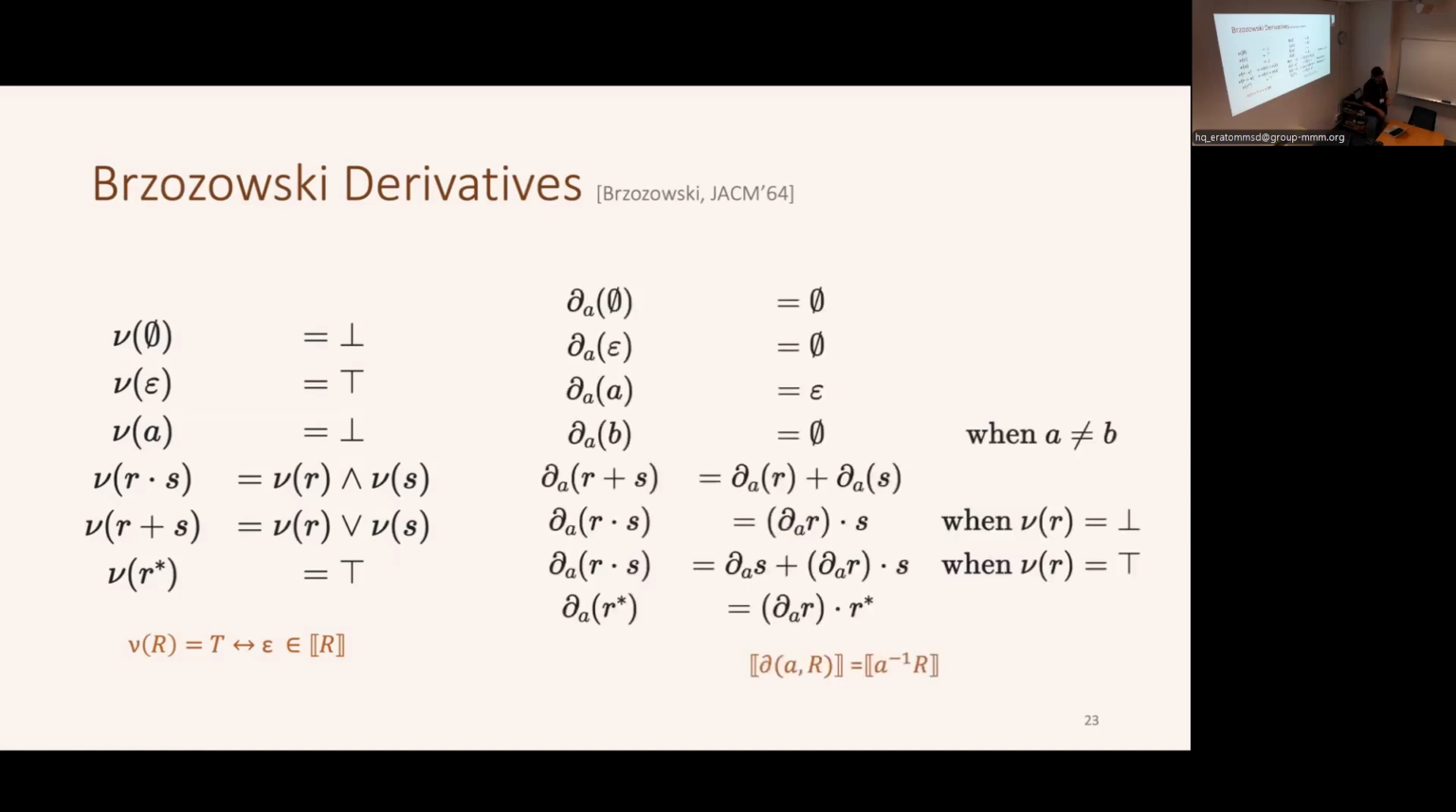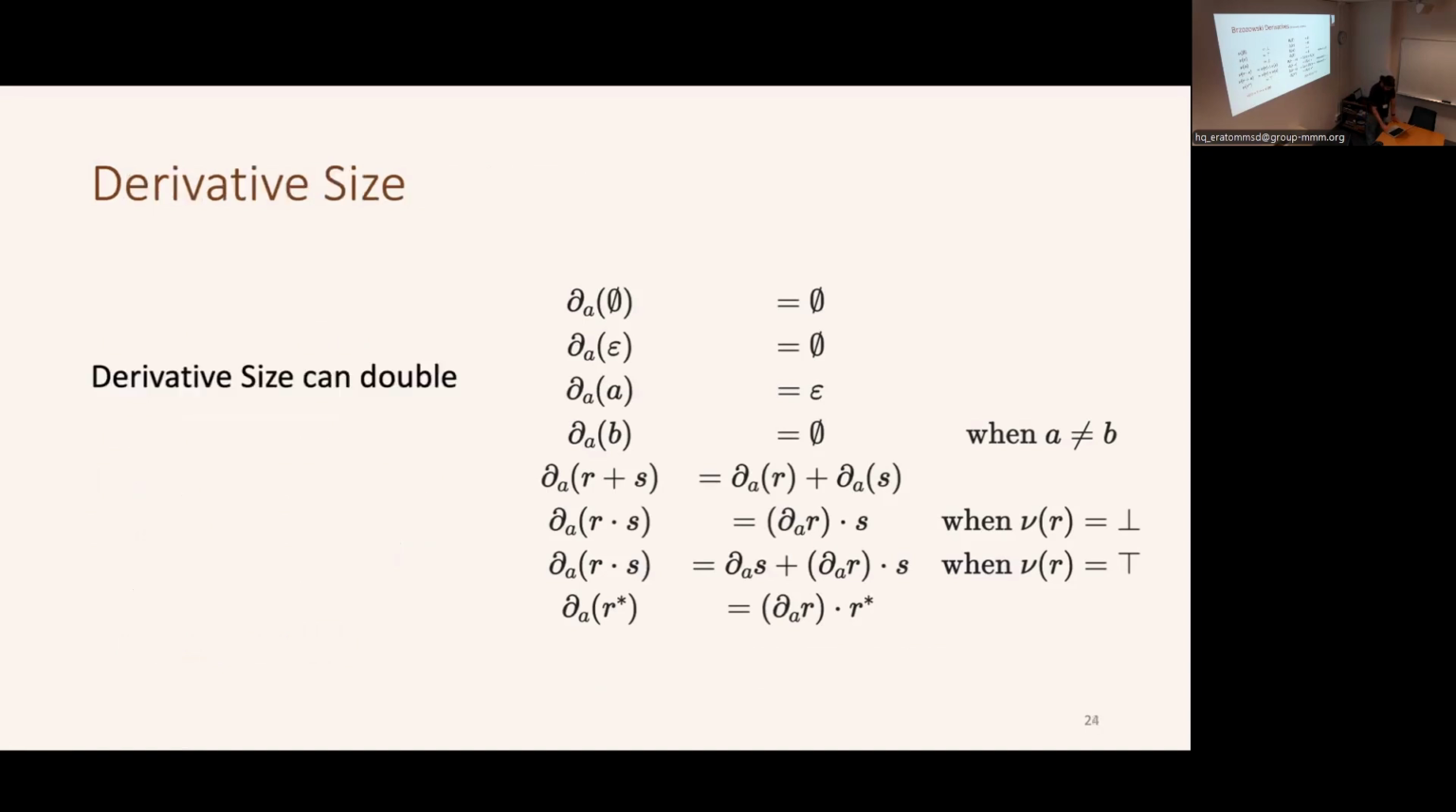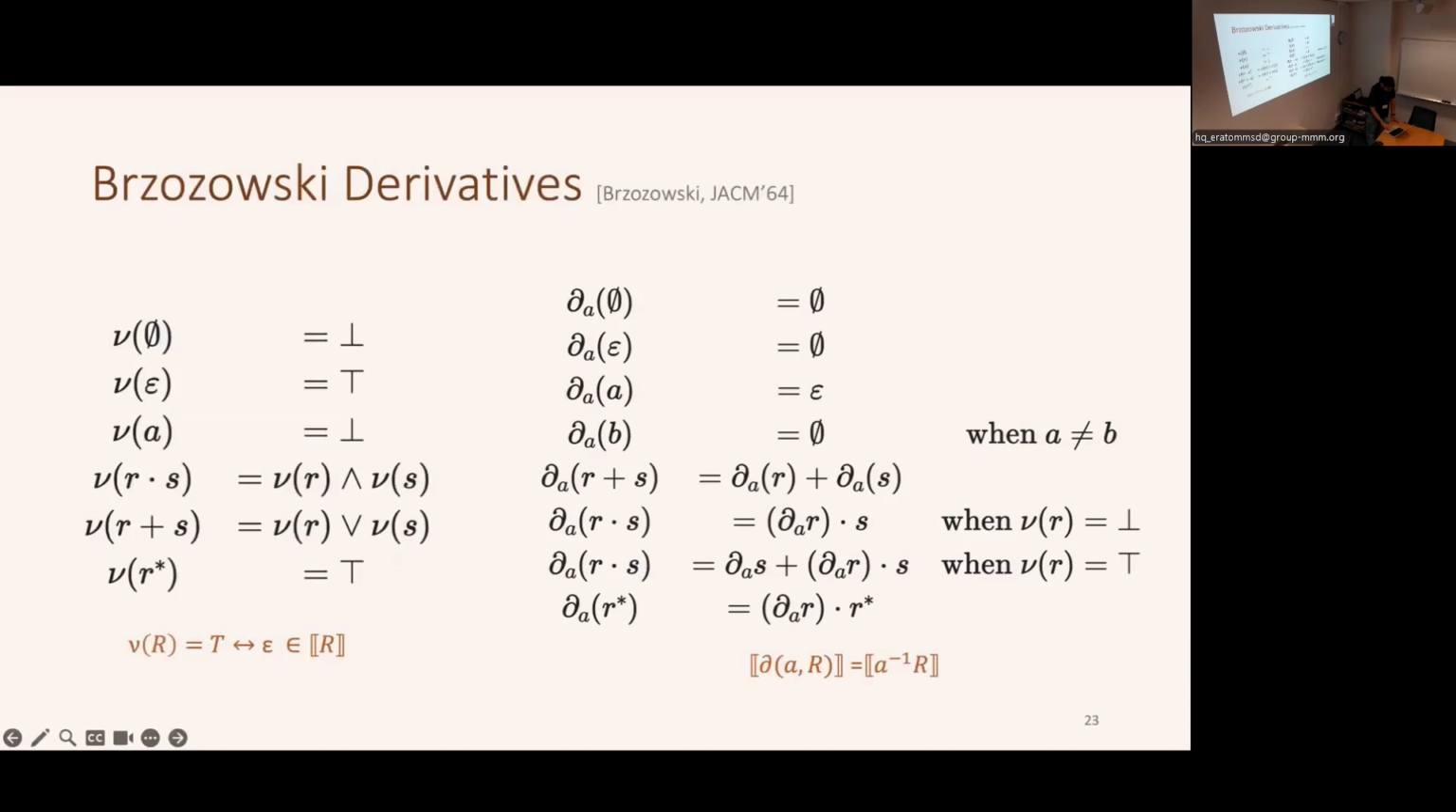And then there is also a very straightforward definition for the del function, which actually computes these derivatives. Here we have concatenation, which has some casework. When we look at the derivative of R concat S with respect to A, then we need to know if the empty string is a member of R. If this is not the case, then we can write the derivative in this manner.